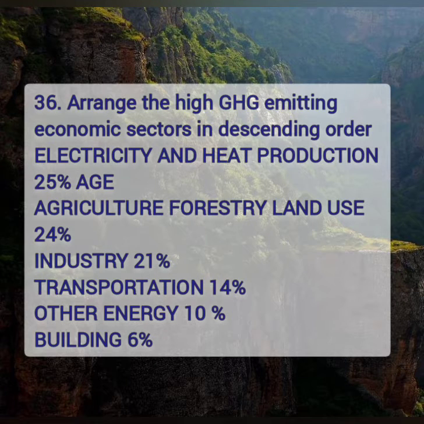Arrange the high GHG emitting economic sectors in descending order. 1. Electricity and heat production, 25%. 2. Agriculture, forestry, land use, 24%. 3. Industry, 21%. 4. Transportation, 14%. 5. Other energy, 10%. 6. Building, 6%.